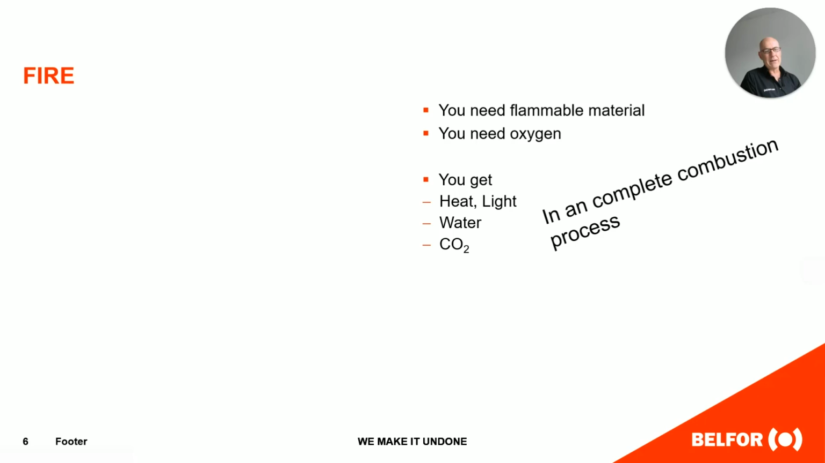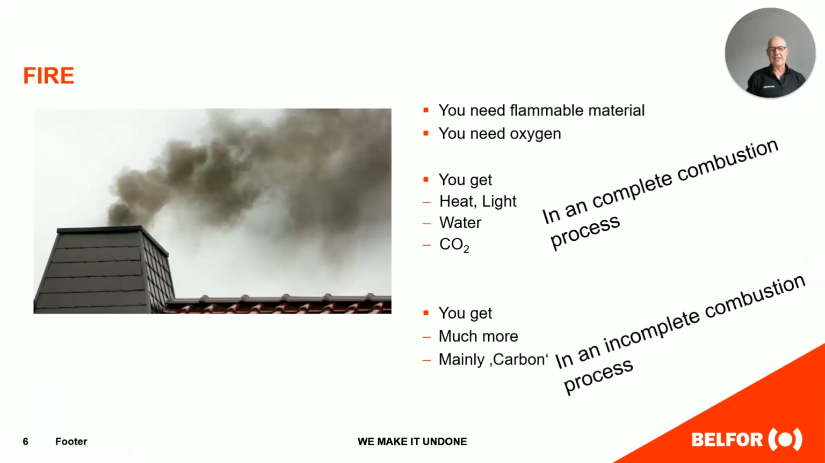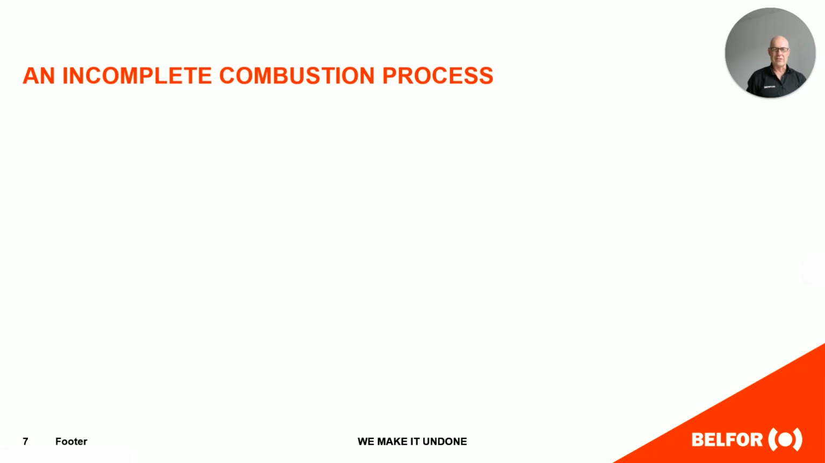A complete combustion process is very rare. So in most cases, you have an incomplete combustion process. And in an incomplete combustion process, you get much more material. So what kind of material would you get? Well, in most cases, it's carbon. Soot. You know all this. You get soot, but not only soot. It's called pyrolysis, and the pyrolysis comes from the lack of oxygen.